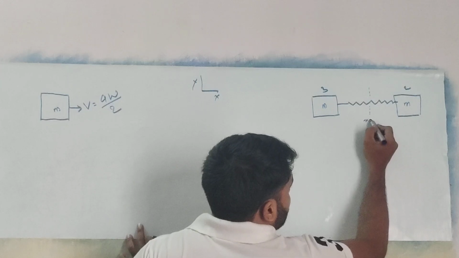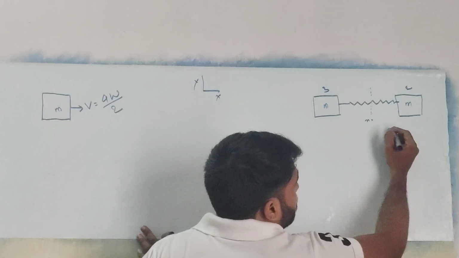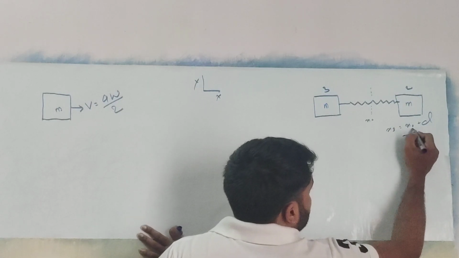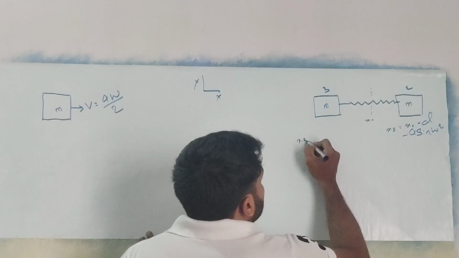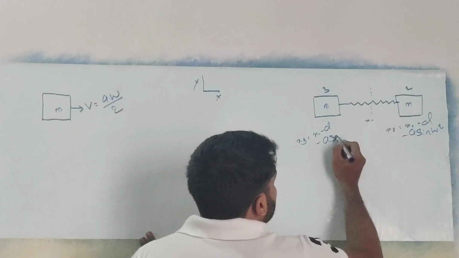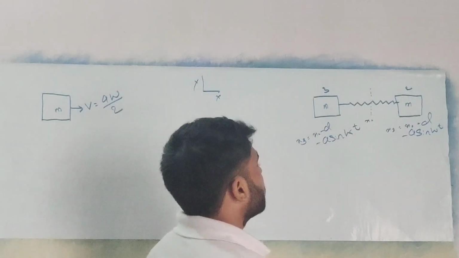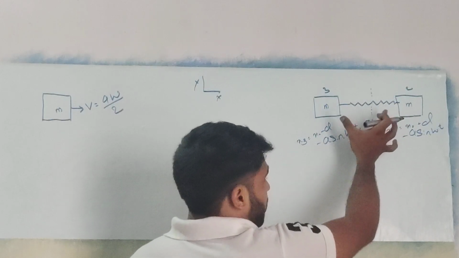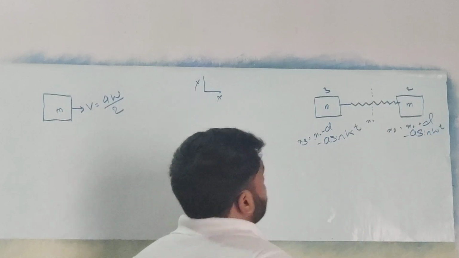This is x0, and the position of this mass is given by x2 is equal to x0 plus d minus a sine omega t, and this block is given by x3 is equal to x0 minus d minus a sine omega t. That means this d is because of its natural length, and this x naught is because of the position of the center of mass with respect to the origin.